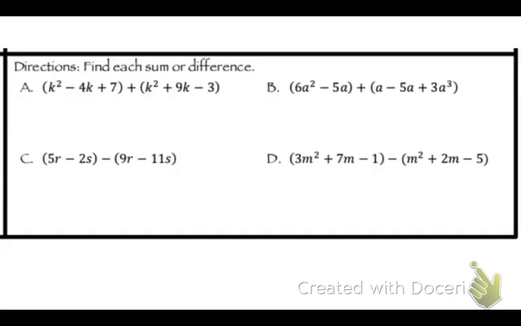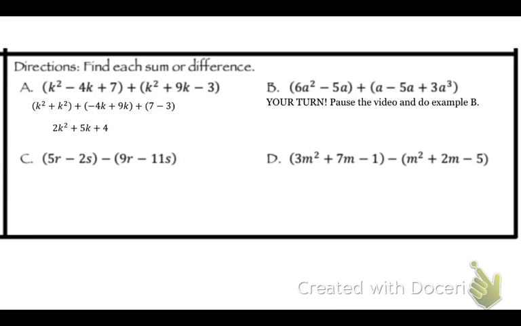Okay, let's do another example. So find the sum or difference. So let's combine our k's. So k squared plus k squared, and then negative 4k plus 9k, and 7 minus 3. And you get 2k squared plus 5k plus 4. Now pause the video, and I want you to do example B. And there's the answer to that when you're finished.